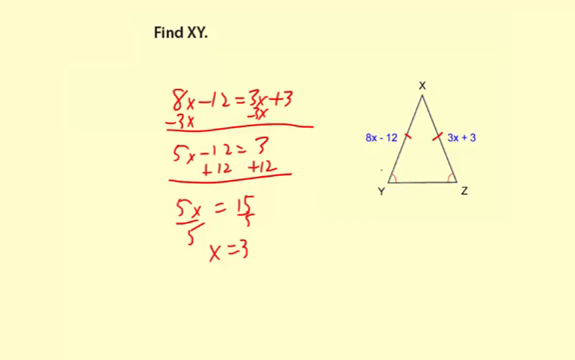Okay, now we know x equals 3, and the measure of xy is 8x minus 12, so we can now determine the actual measure of segment xy. So 8 times 3 minus 12 is equal to xy. So I'll put xy equals. We'll just simplify. 8 times 3 is 24, and then minus 12. So xy equals 24 minus 12, which is 12.